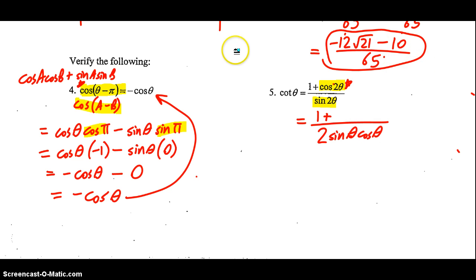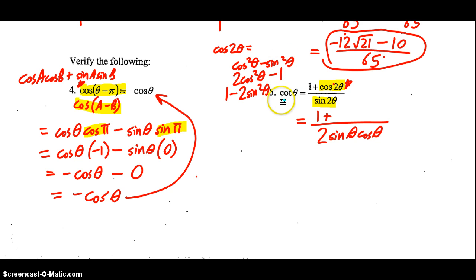Cosine, you'll remember there are actually 3 for cosine. Cosine of 2 theta can equal one of the following things. It can equal cosine squared theta minus sine squared theta. It can equal 2 cosine squared theta minus 1, or it can be 1 minus 2 sine squared theta. The big question is, which one do we want to use?